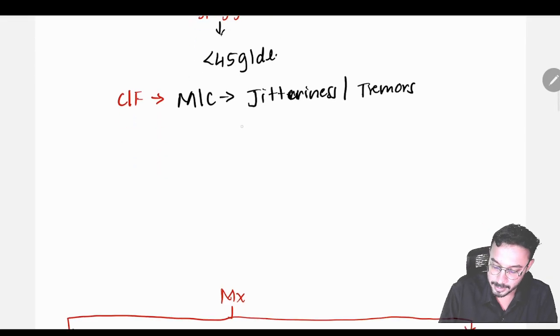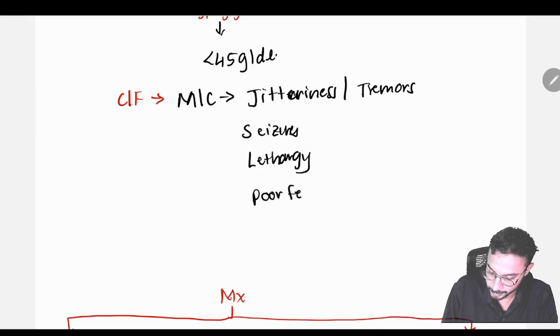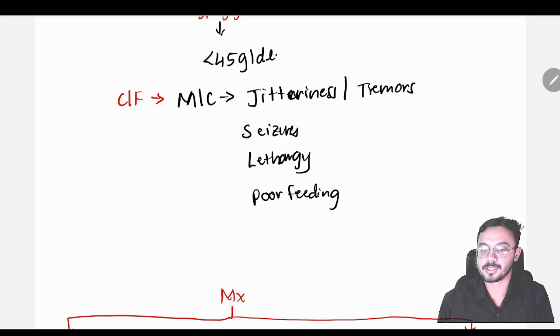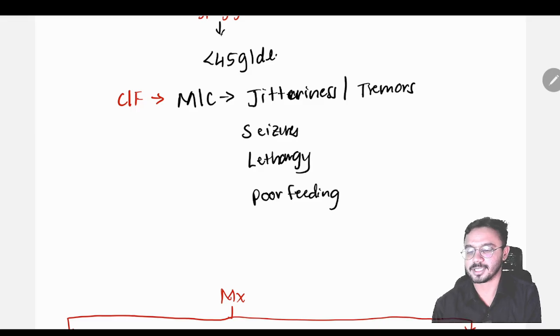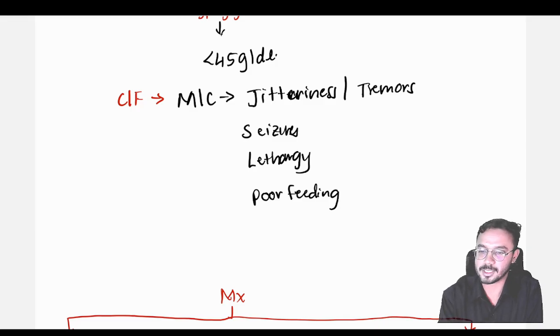And next is seizures, and next is lethargy and poor feeding. Okay, there are many causes, like electrolyte imbalances also, there will be a lot of causes, but the most common features are jitteriness and seizures.